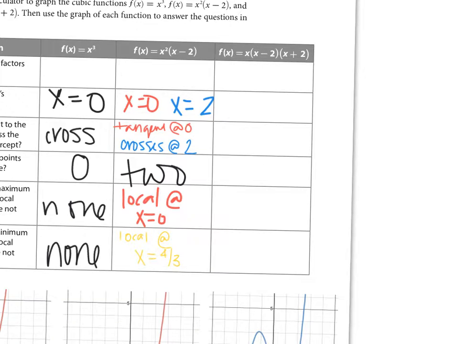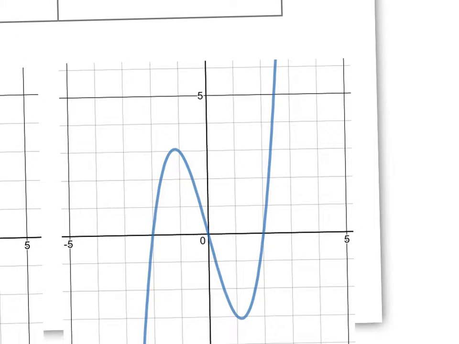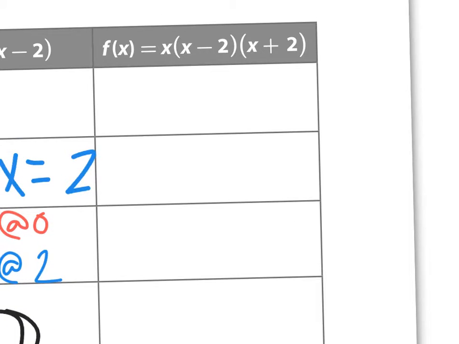All right, so last one, x times x minus 2 times x plus 2. How many x-intercepts does it have? 3. Where are they? Negative 2, 0, and positive 2. So I'm going to write those down: I have 3 x-intercepts at x equals negative 2, x equals 0, and x equals positive 2.